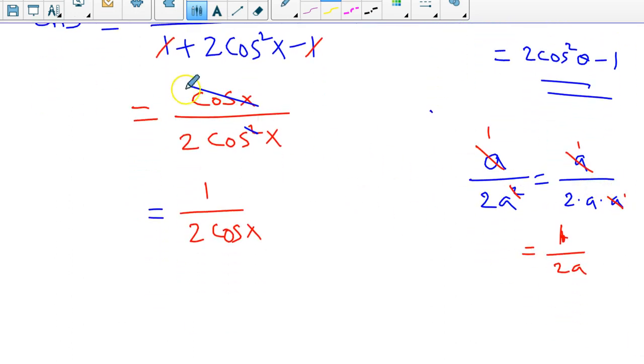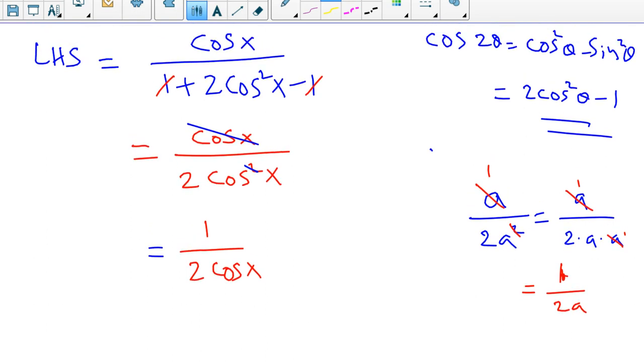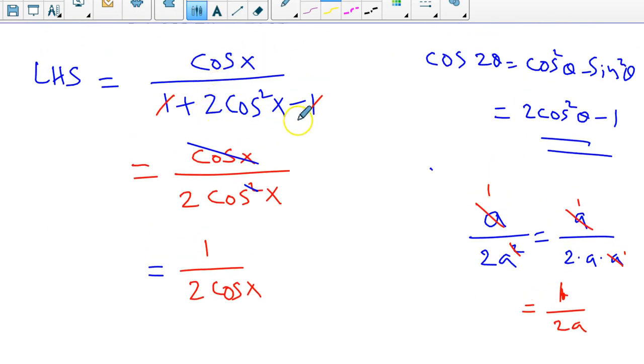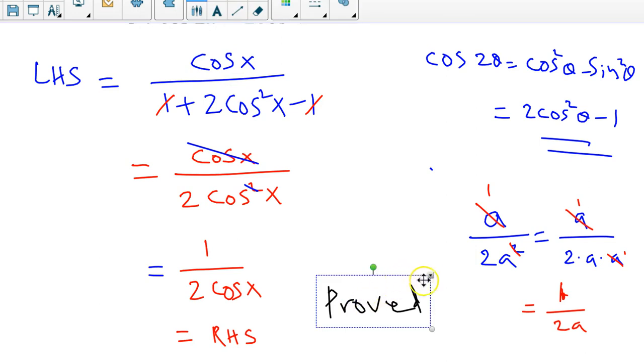Started from the left hand side, used the formula and simplified, and you have the right hand side. So the left hand side is equal to right hand side, hence it is proved. Okay, alright, thank you.